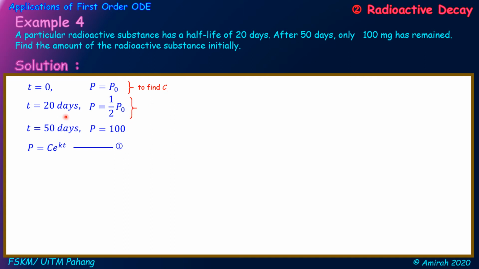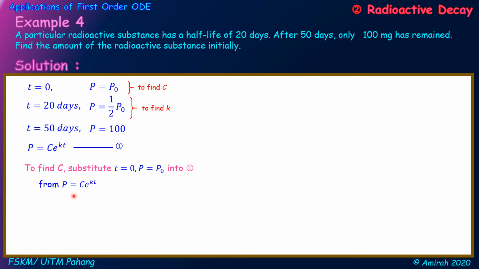So after this, we can substitute the first row into equation 1 to find C, and we substitute the second row into equation 1 to find k. Alright, to find C, we substitute t equals to 0 and P equals to P naught into equation 1 here.